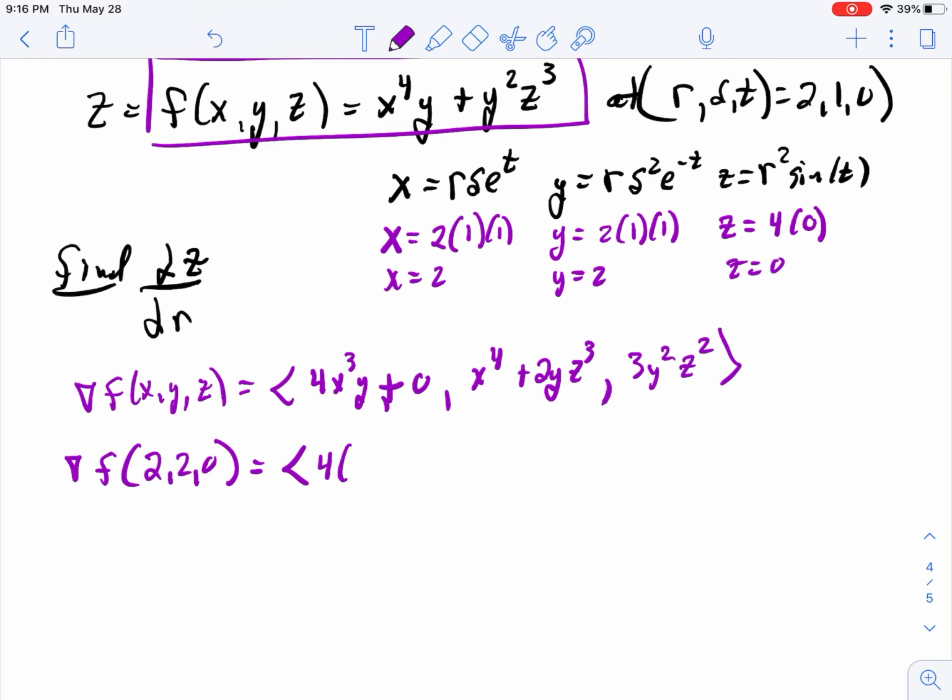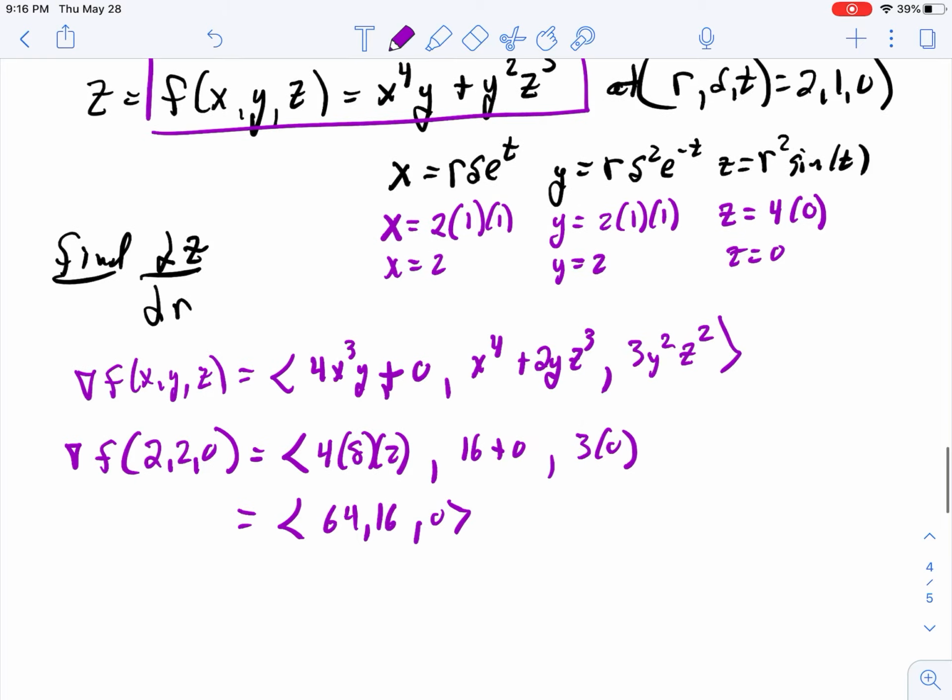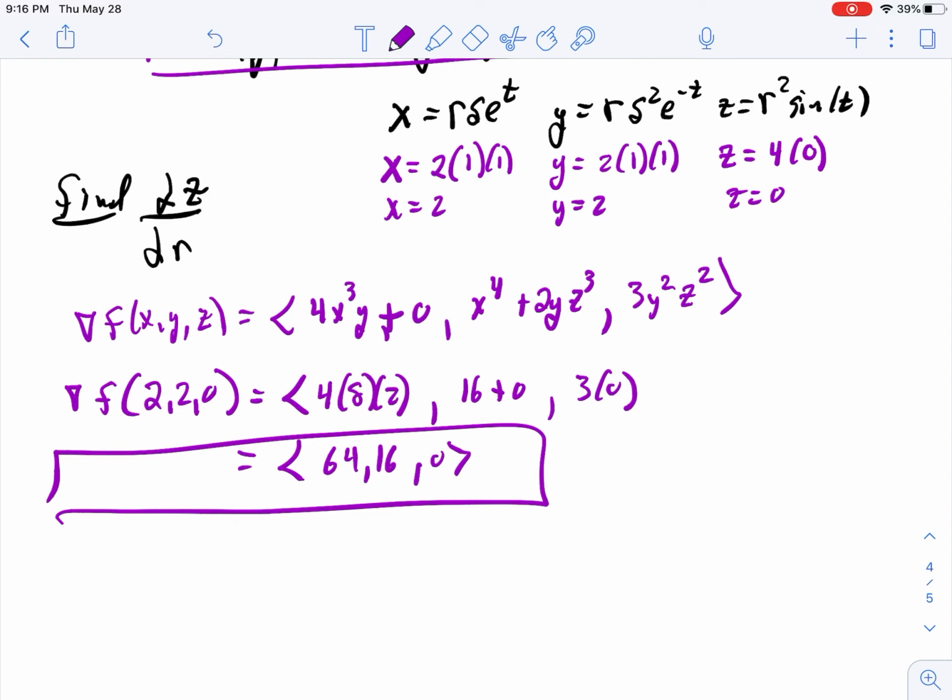So what I have here will be 4 times 8 times 2. Next one would be 16 plus 0. And 3 times 0. So therefore my gradient, I'm going to be using 64, comma 16, comma 0. All right, we got our gradient. Now, since I don't have a whole lot of room here, I'm going to box that in. Don't forget about it.